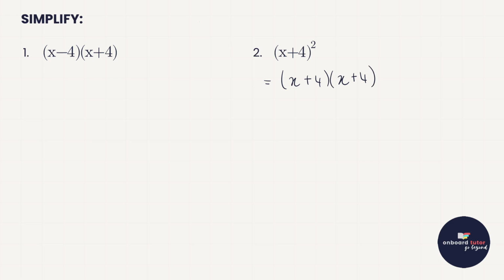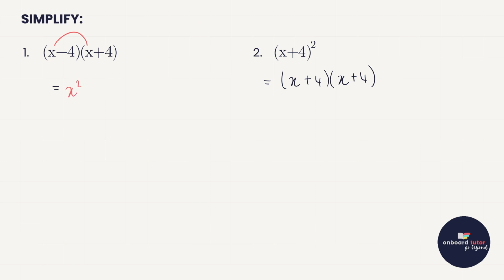Okay, so let's have a look. This one is just slightly different. One of the brackets is a negative. Let's have a look at what's going to happen if we FOIL these brackets. So we're going to multiply our first terms. X times x is x squared.